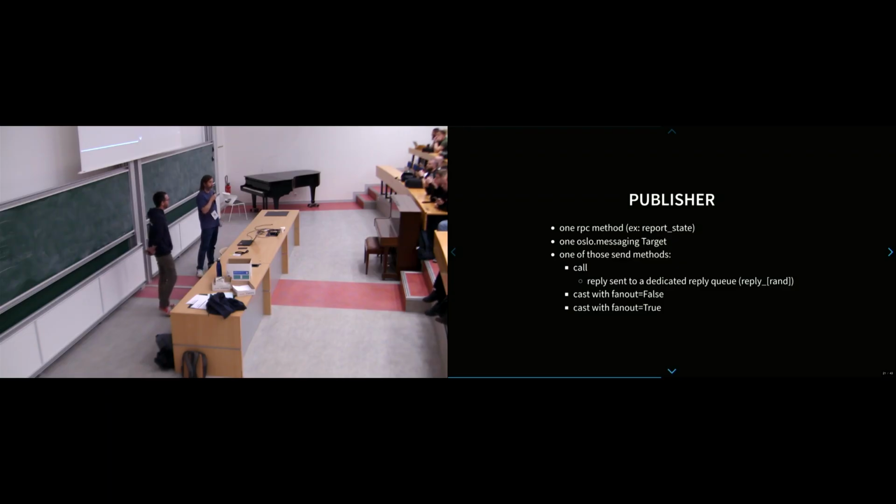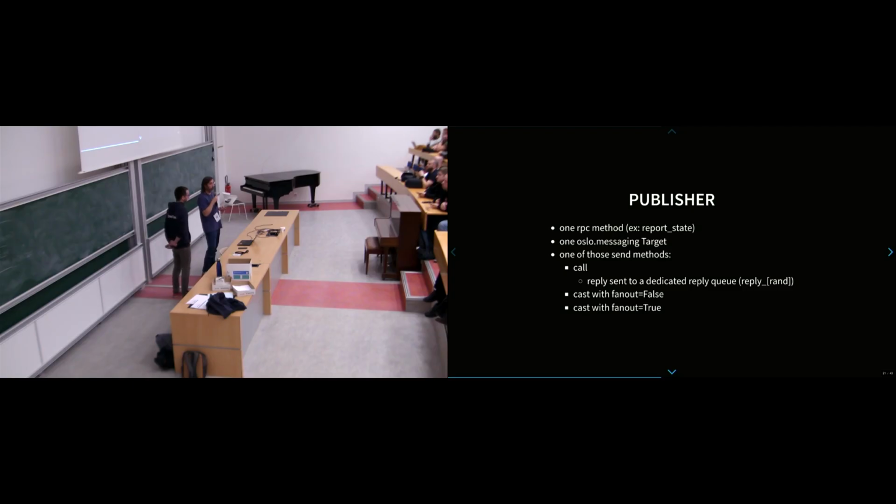On the client side, clients will need to call the RPC server, so they will call an RPC method, like report state, like many others actually. To call an RPC method, the client will have to declare on which topic it wants to talk. After that, Oslo Messaging implements different methods. There is basically call and cast. With the call method, the client will publish a message and expect a reply, in a reply queue. So there are a lot of queues created on the broker. Each client will create its own queue, reply underscore, and there is some random ID behind it.